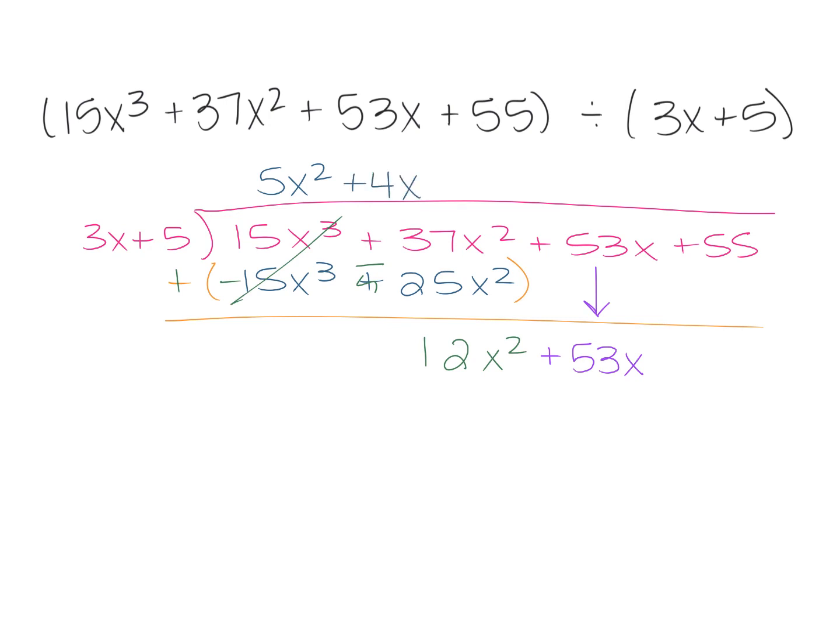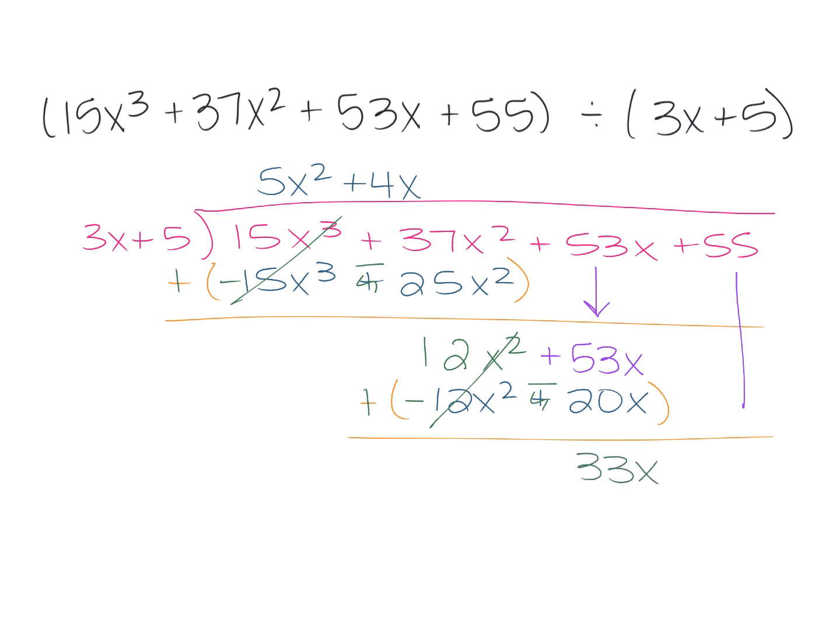So we multiply the 4x by the 3x plus 5. That gives us 12x squared plus 20x. If we subtract those, distribute that sign, add the opposites. 12x squared cancels. 53x minus 20x gives us 33x. We bring down that next term, which is 55. From here, we ask ourselves 3x times what is 33x? That's just 11. So 11 times 3x is 33x. The 11 times 5 is 55.